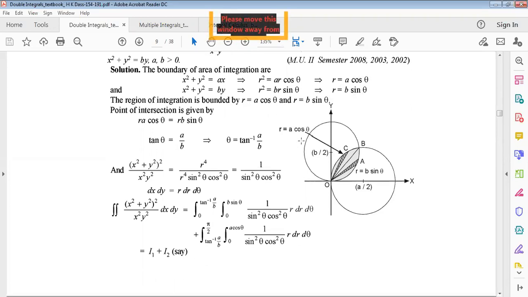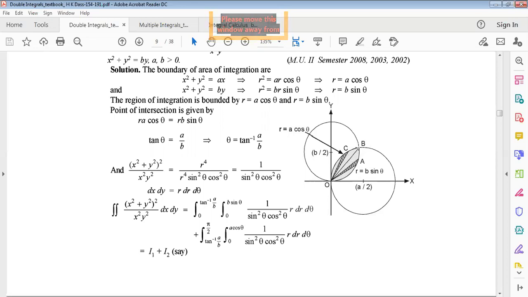So if we draw the circles, this is the first circle, and this will be the second circle. This is the intersection point, and this is the intersection area between the first circle and the second circle.